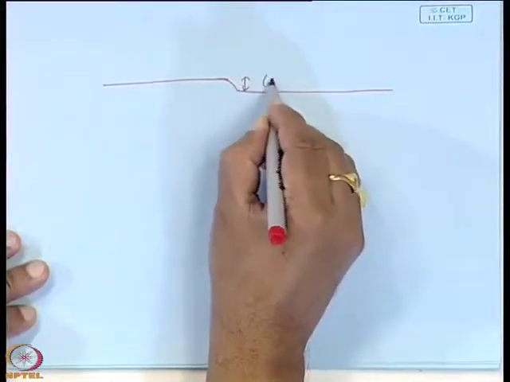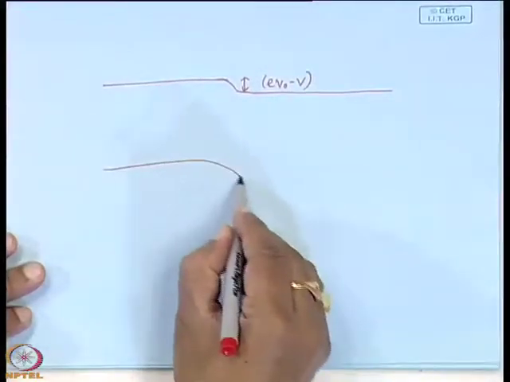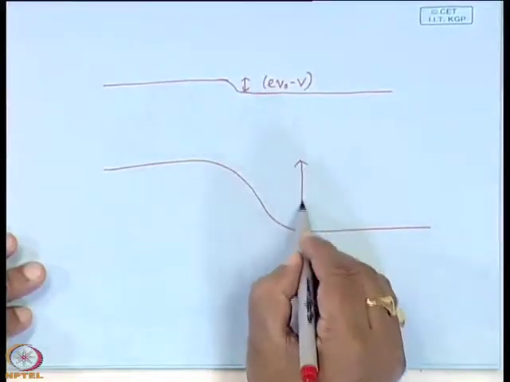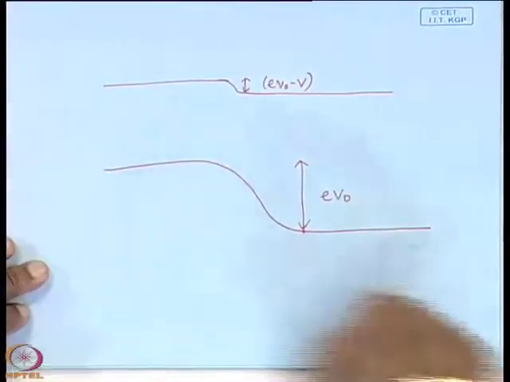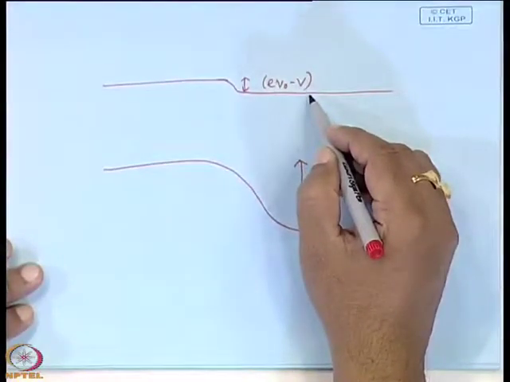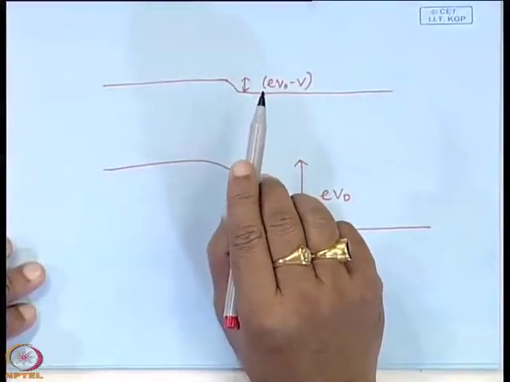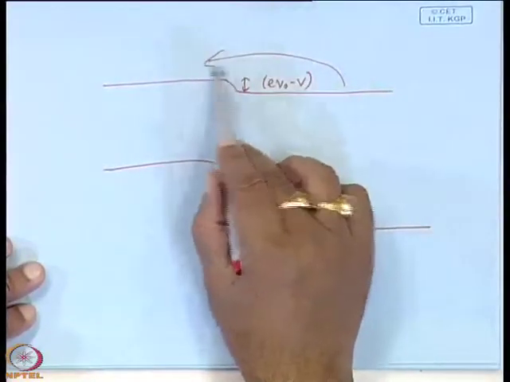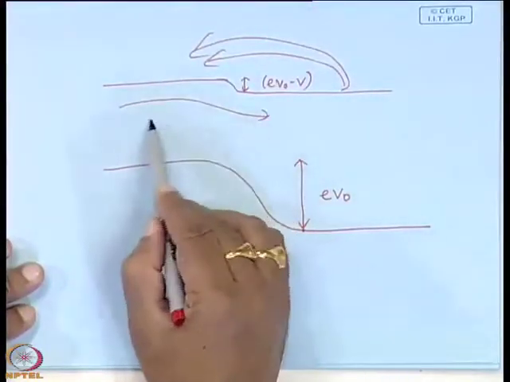This is E V0 minus V. Earlier it was like this. Earlier it was E V0. Now it is E V0 minus V. That means now the electrons will be able to surmount the barrier and there will be movement of electrons from this side to that side, and similarly the holes from this side to that side.